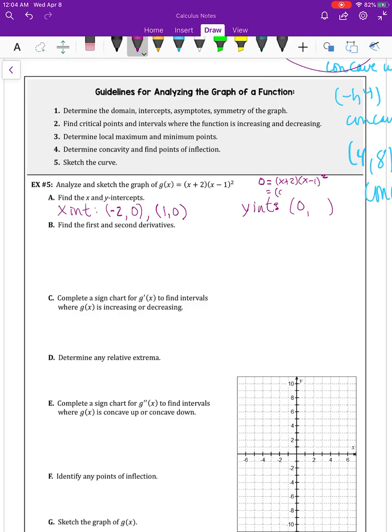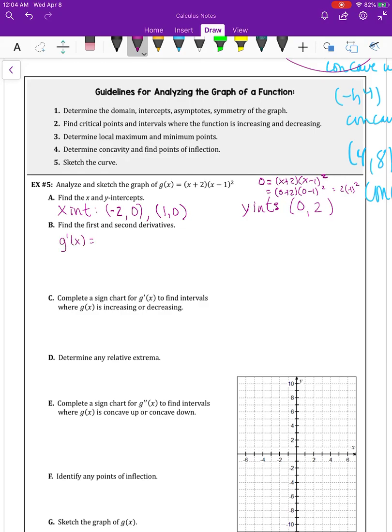My y-intercept would be found by making my x equal to 0. So 0 plus 2 times 0 minus 1 squared would give me 2 times -1 squared, which is going to be 2. Okay, there's only one y-intercept.